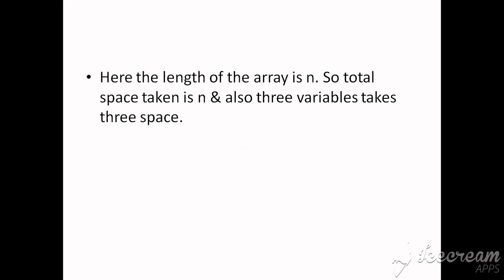Hence the length of the array is n, so the total space taken is n, and the 3 variables take 3 spaces. So the total space is greater than or equal to n plus 3. From this case we understand that in a simple algorithm, to calculate the total space, we have to find the number of variables used plus the size of the array, usually provided as size n.